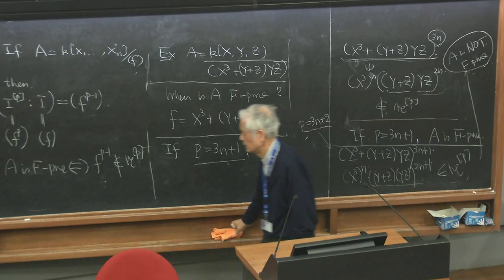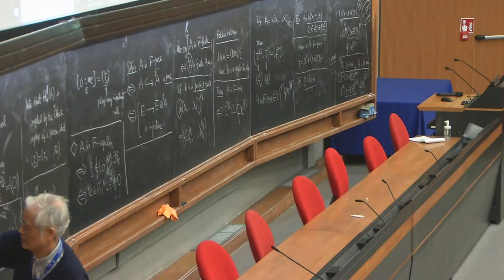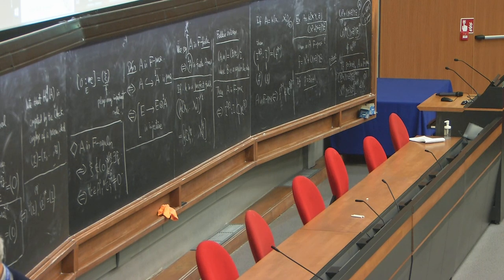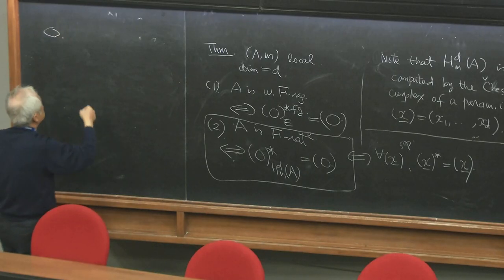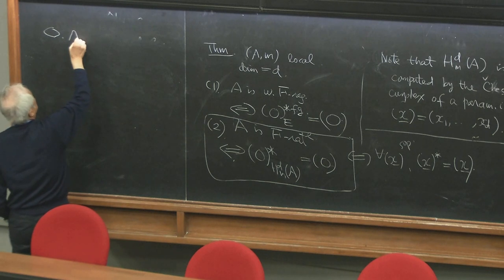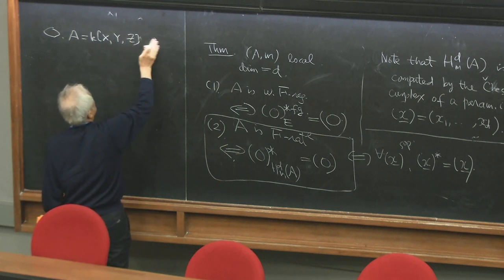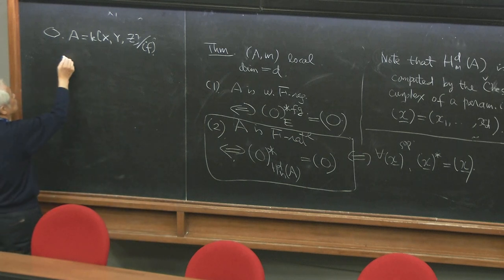And so it is proved by Fedder. Was that right? Yes, cube. So F is a homogeneous cube.